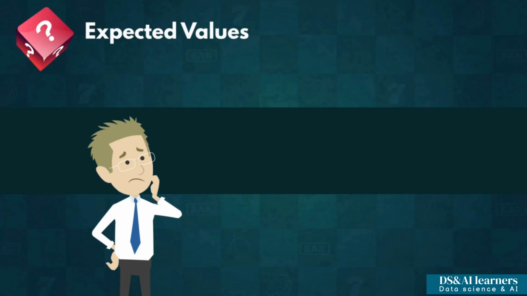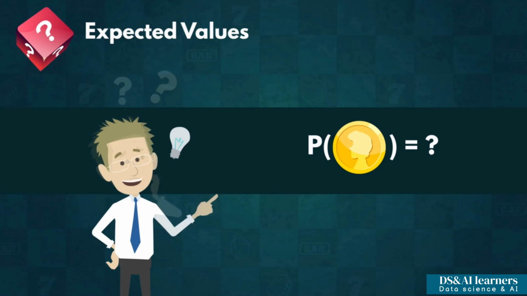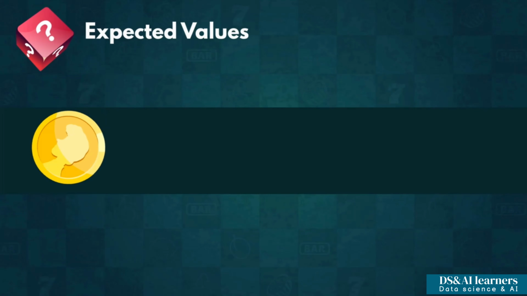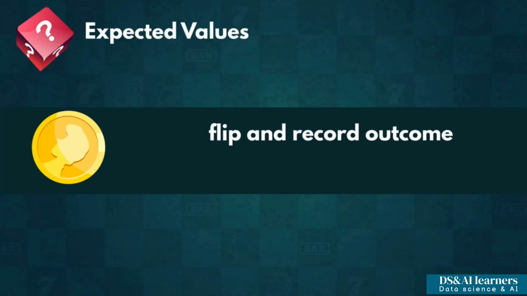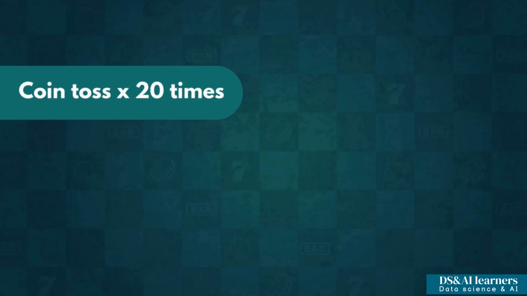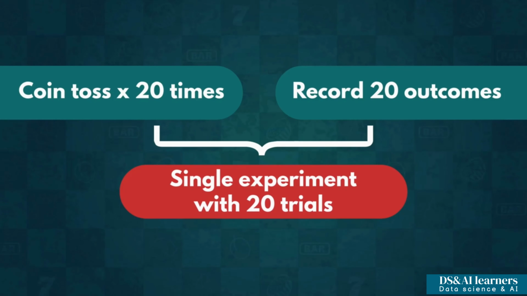Okay, imagine we don't know the probability of getting heads when flipping a coin. We are going to try to estimate it ourselves. So we toss a coin several times. After doing one flip and recording the outcome, we complete a trial. By completing multiple trials, we are conducting an experiment. For example, if we toss a coin 20 times and record the 20 outcomes, that entire process is a single experiment with 20 trials. All right.